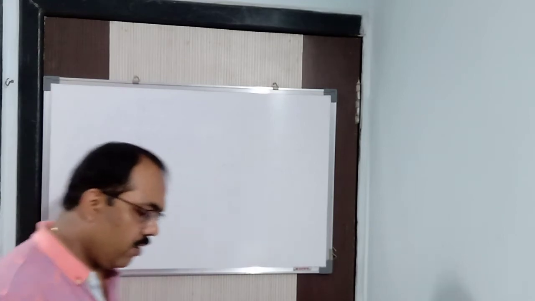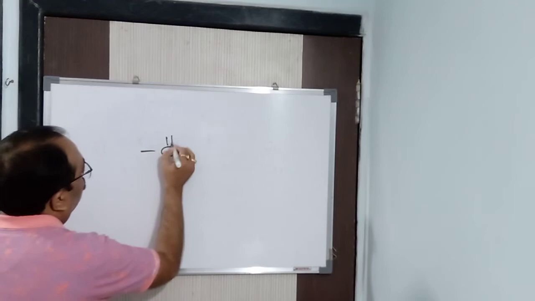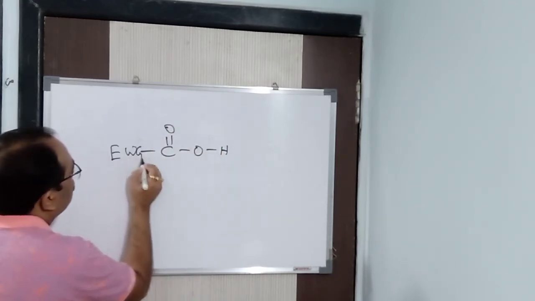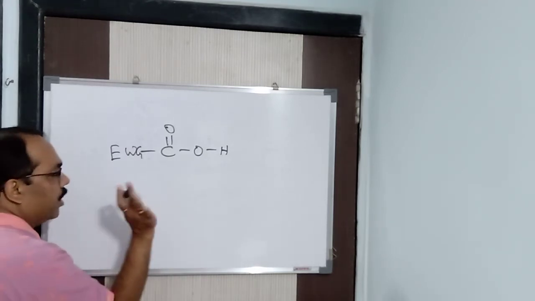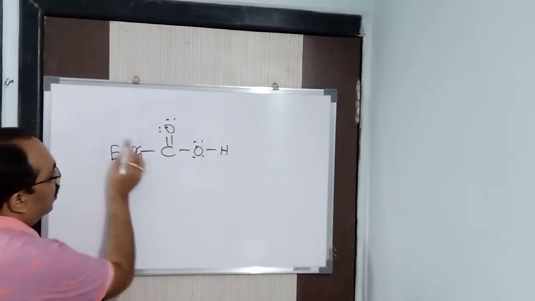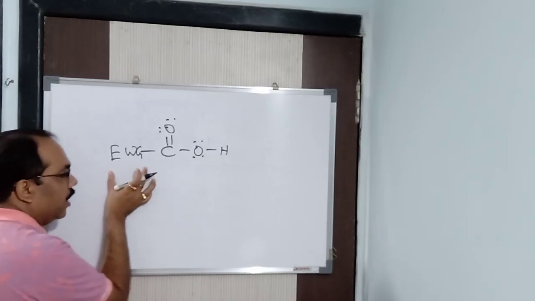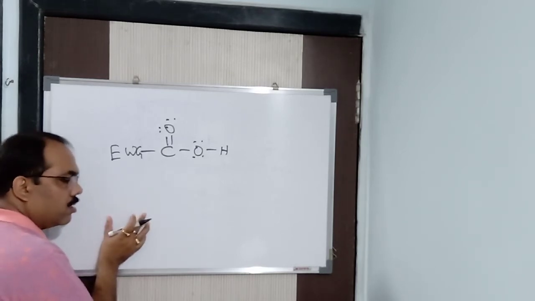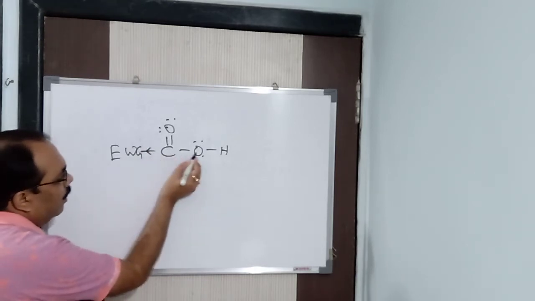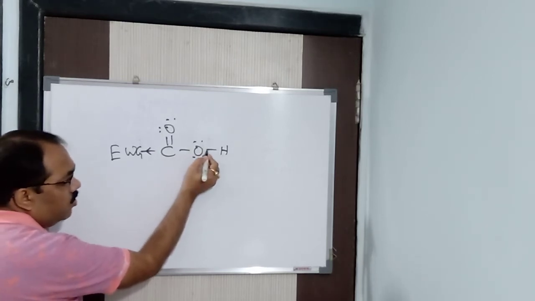Got it? So now it is very easy, you see here. It is COOH. Now if an EWG, an electron withdrawing group, is attached here, it is very simple, listen carefully. Electron withdrawing groups are generally halogens, as well as multiple bonds. So it is going to withdraw electrons from carbon. Carbon as a result is going to withdraw electrons from oxygen. And as a result, oxygen is going to withdraw electrons from hydrogen.